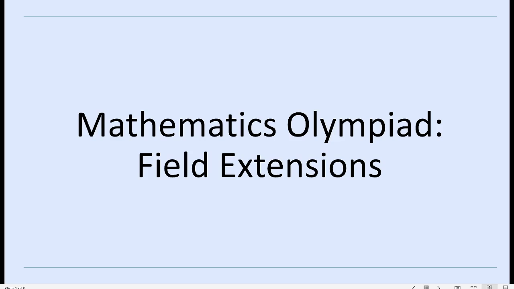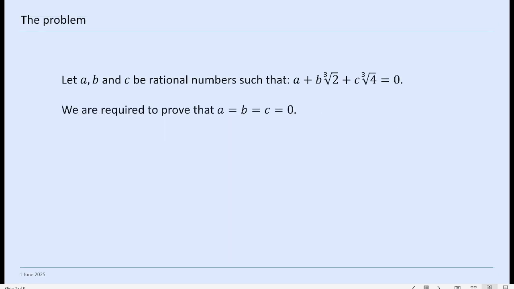I'm Simon. Today we're going to look at a Maths Olympiad question. We've been asked to do more of these and they're great fun, so let's do this. So here's a problem. A, B and C are rational numbers and A plus B cube root of 2 plus C cube root of 4 is 0. We're required to prove that A equals B equals C equals 0. So the only way this can happen is if A, B and C are 0.